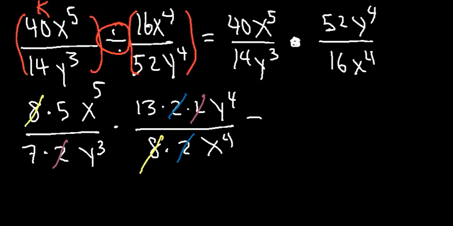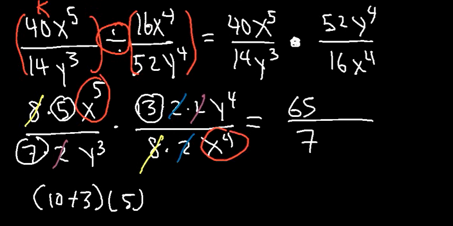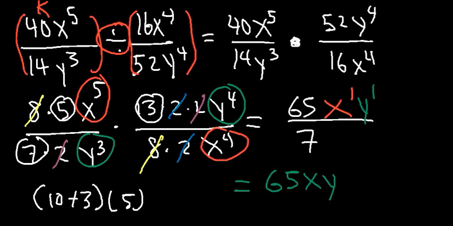So now let's write down the numbers that we have left over. So 5 times 13, we have no choice but to multiply them. So that's 65. Another way you can see it is 10 plus 3 times 5. 10 times 5 is 50, 3 times 5 is 15, 50 plus 15 is 65. And we have a 7 on the bottom. So now let's look at the x variables. X to the 5th divided by x to the 4th. 5 minus 4 is 1, so we just get x on top. Y to the 4th divided by y to the 3rd. 4 minus 3 is 1, so we get y to the 1st on top. So our answer is 65xy divided by 7.